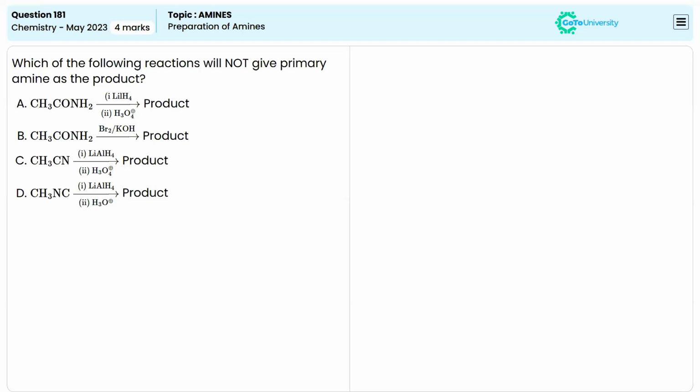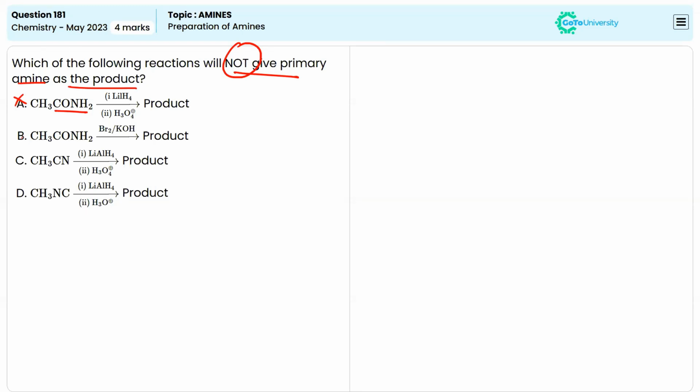Okay, so here we have different reactions. We have to find out the reaction which will not give primary amine as the product. That is the question. So the first one is an amide. They can produce it, right? So this is not the correct answer.